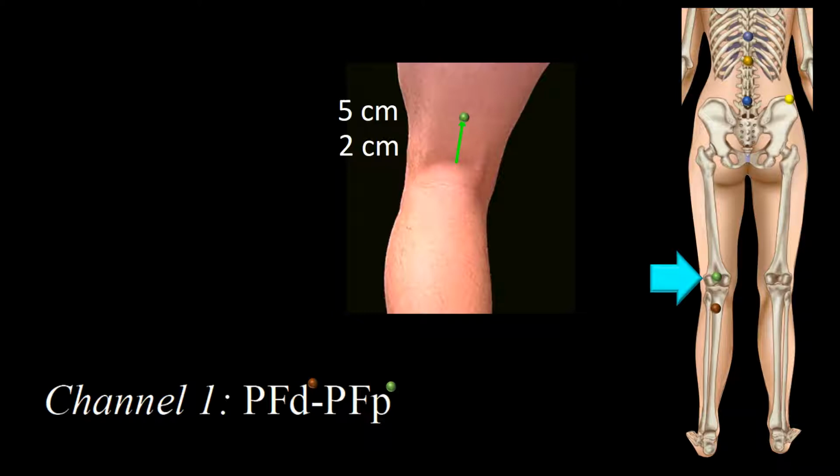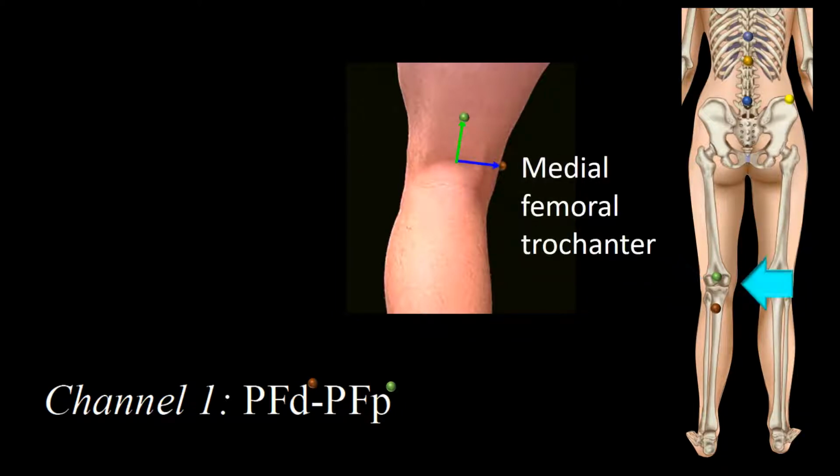The proximal electrode is placed 5 centimeters above the popliteal crease, as indicated by the arrow, and the distal electrode is placed at about 2 centimeters above the popliteal crease in the middle of the fossa. Or it can also be placed by the side. When that is done, it's best placed by the medial side, close to the medial femoral trochanter at the insertion of the tendon of the semimembranosus muscle.